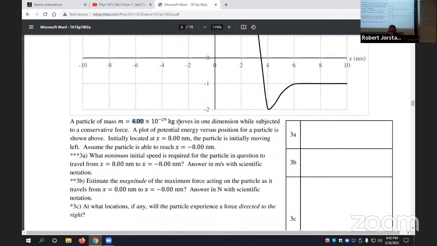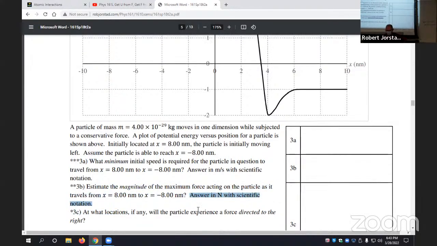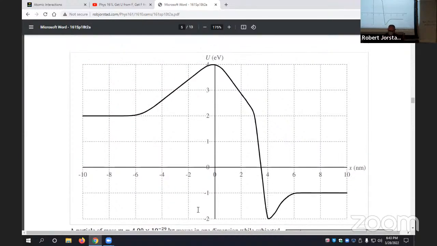Here I give you a mass. I tell you some stuff. It looks a lot like, notice this question: what minimum initial speed is required? Wasn't that like the problem you were just looking at? 26 part F? Yes. So this is a comment, right? Here's the force. Look at this. Answer in newtons. So I give it to you in EV. So basically I'm requiring you to do the conversions.